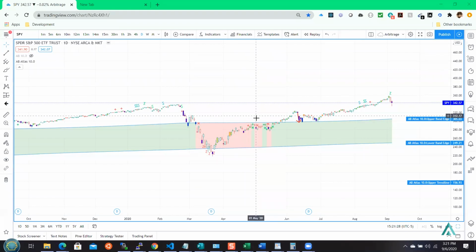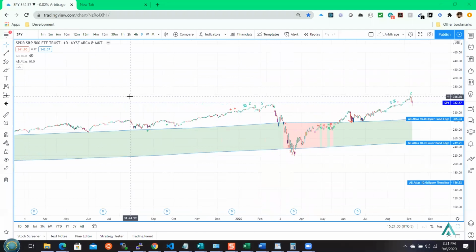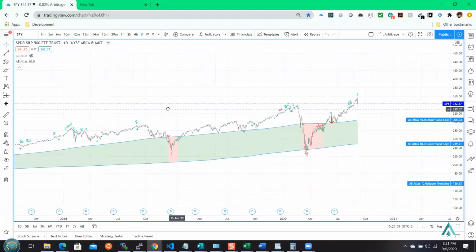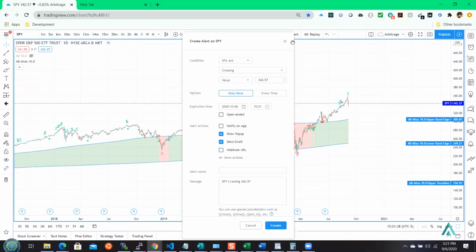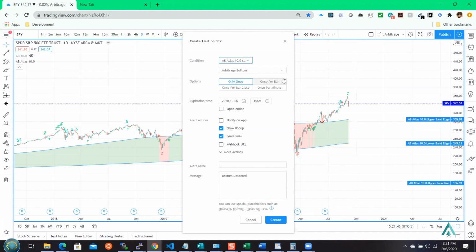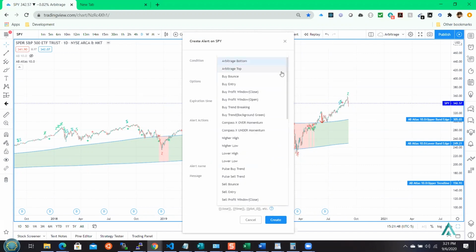Okay. So in here, we also have alerts. Like I said, Atlas is getting a little bit crowded, so we had to adjust a few things in here, but we were able to keep all the alerts, even if we weren't able to keep everything else. In Atlas, you have the arbitrage bottoms and tops. A bottom and a top are the yellow and black dots. Actually, they're yellow and red, I believe.